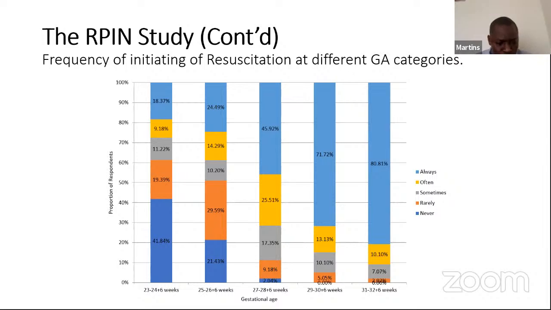You can see that about 60% of respondents say they would not want to resuscitate a 22 to 24 weeker. Quite a strong statement and a huge number. But as you go, you see the number reduces. So from 25 to 26 weeks is about 50%. That means that doctors and nurses are more comfortable with a 25 to 26 weeker than with a 22 to 24 weeker.